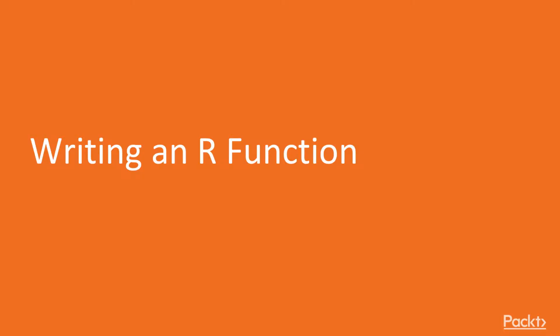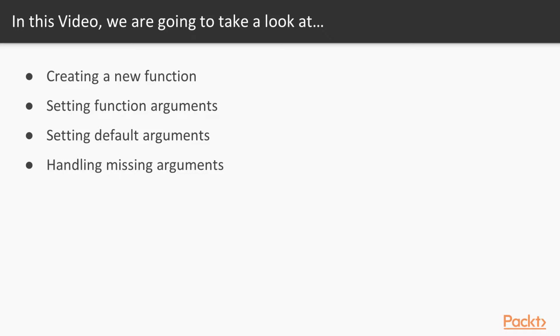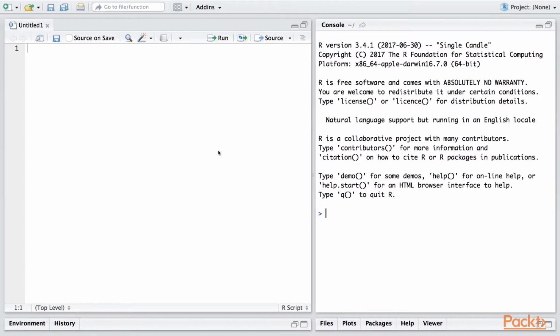This video is on writing an R function. In this video, you'll learn how to create a new function. You'll learn how to set the function's arguments, including default arguments, and how to handle situations where arguments are missing. Let's move over into RStudio. We'll be working in the source pane on the left-hand side of the screen.